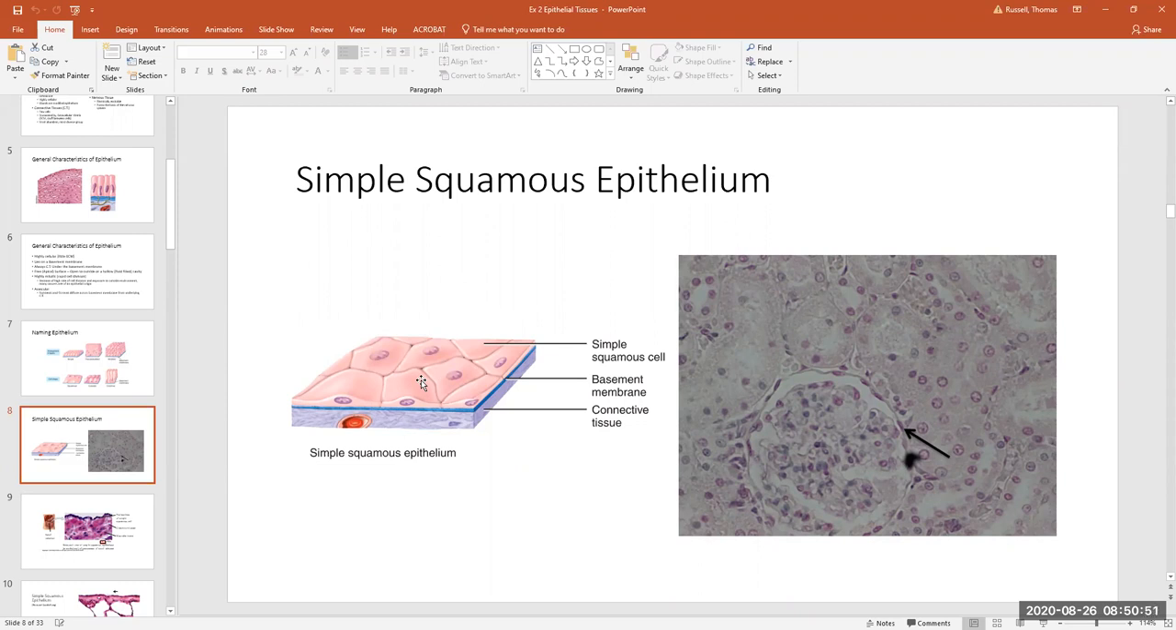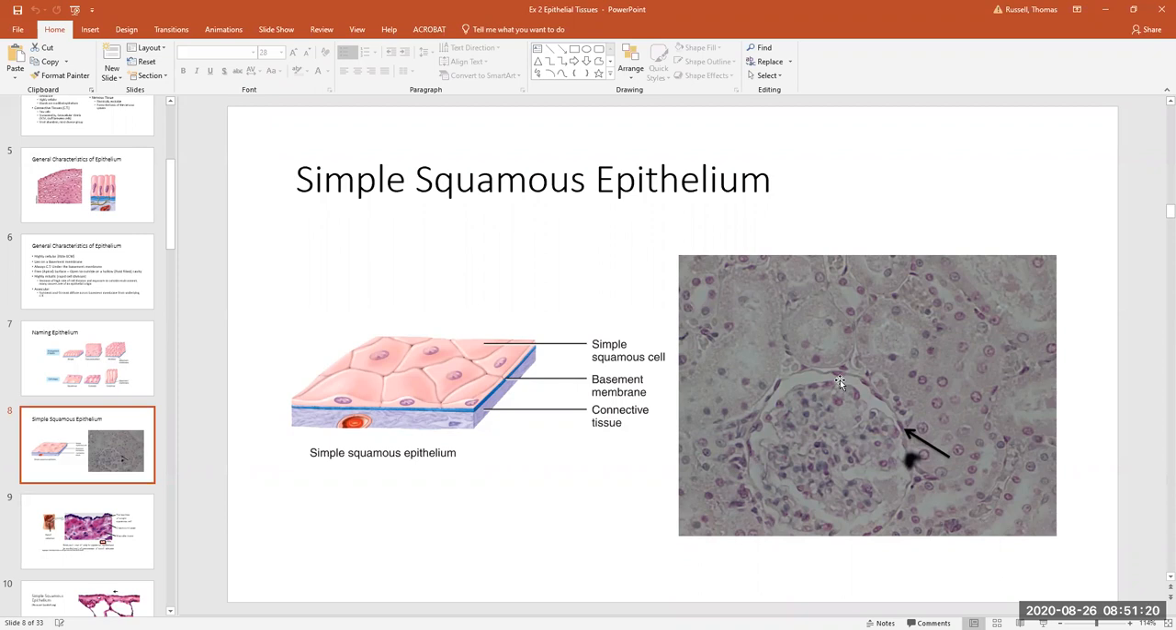But if we look at the cell in a tissue, but only see it from the side view, just right here, this is what it looks like. This is a section through a kidney, by the way. These are little tubules. These are cuboidal cells. We're going to get to those in a minute. But look right here where the arrow's pointing. You see that little purple structure? That's the nucleus of a simple squamous epithelial cell.